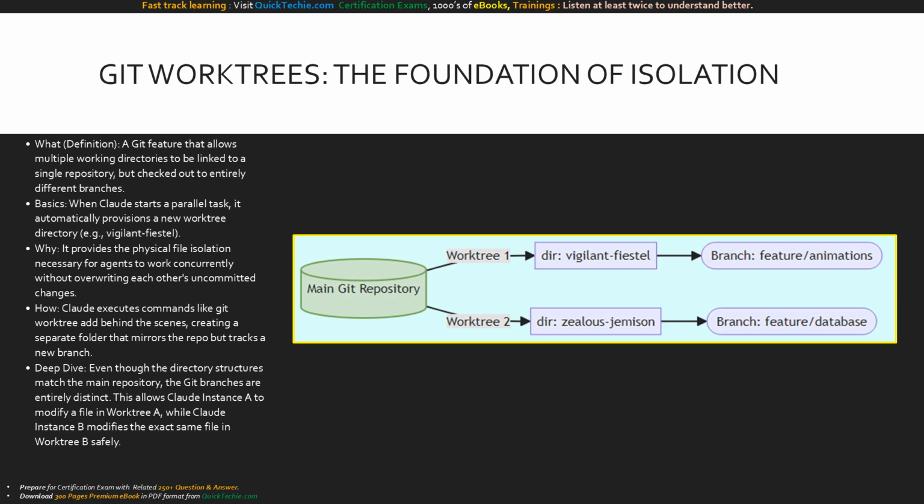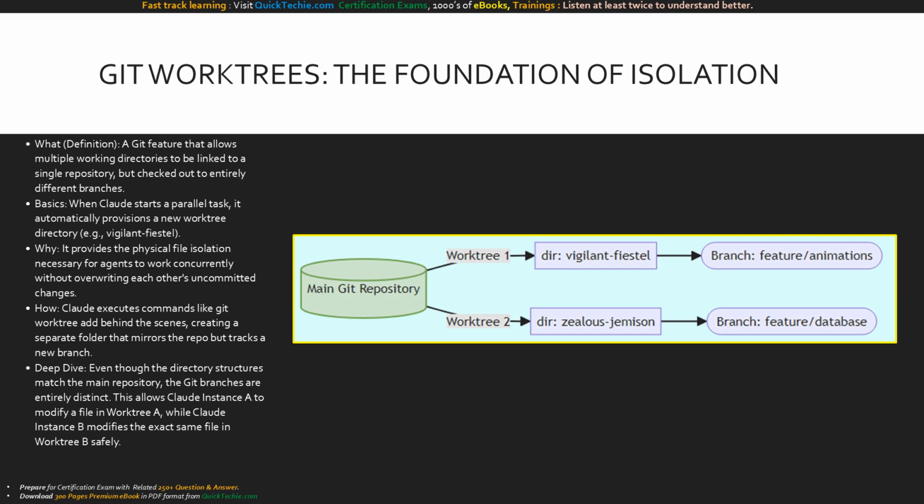How do you see it? You'll notice new folders pop up in your project with randomly generated names like Vigilant Feastal or Zealous Jemison. For our deep dive, understand that these aren't just copied folders. They are cryptographically linked to your Git history but exist on separate branches, giving each agent a pristine, safe sandbox to manipulate code without ruining your main working directory.